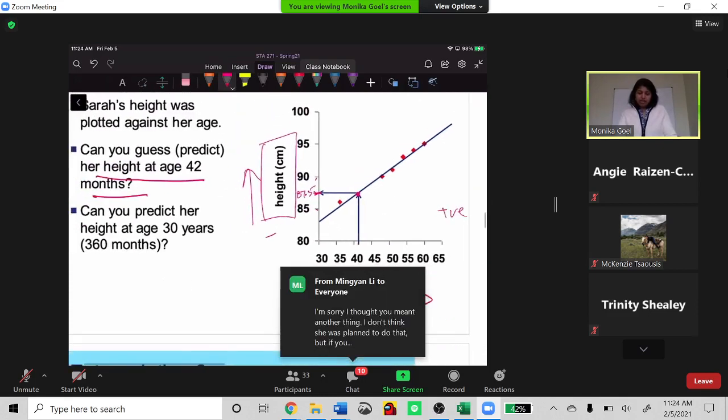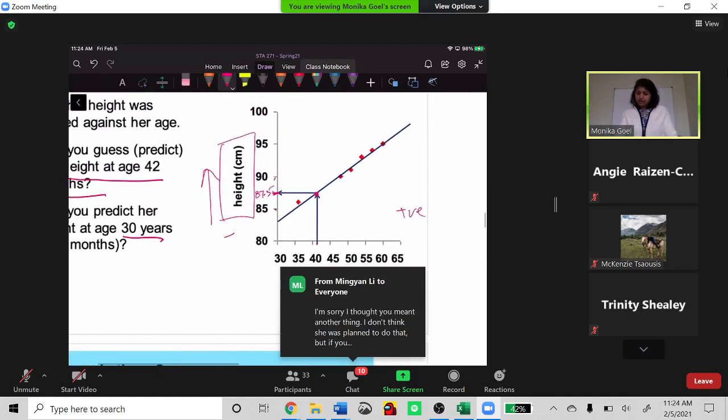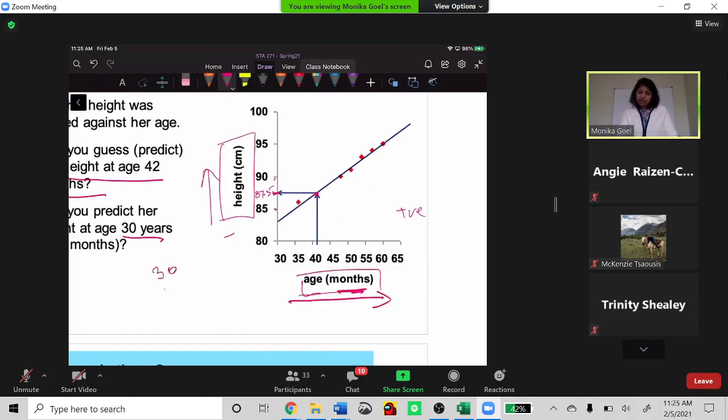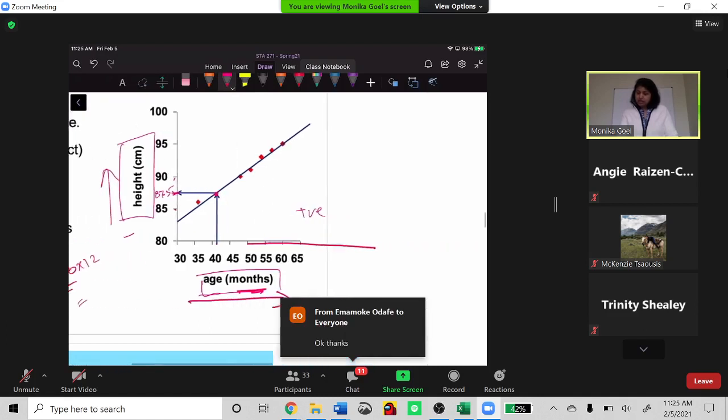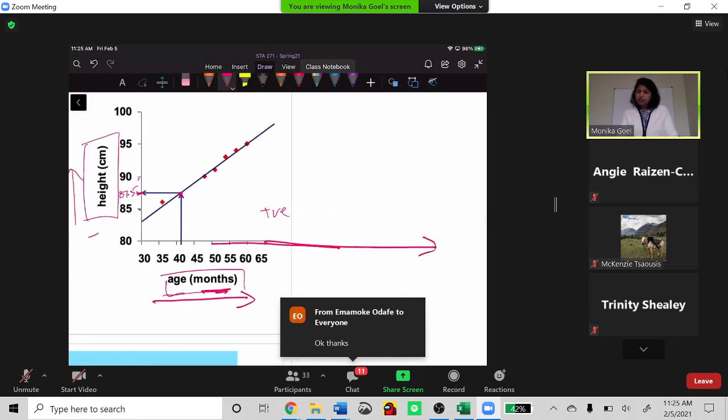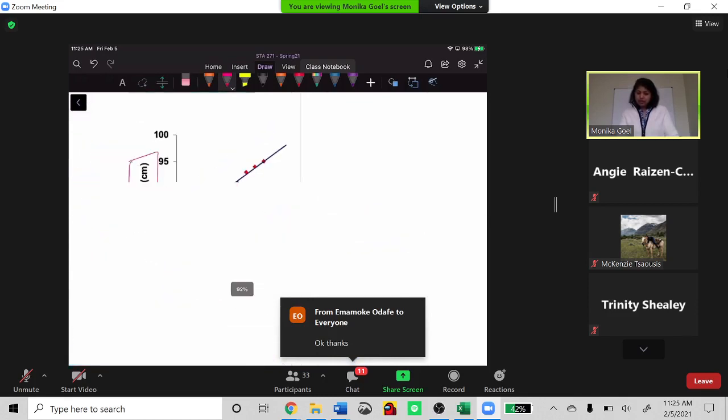Now the question is asking, can you predict her height at the age of 30 years? First of all, my age is in months. So if I'm doing it in years, I need to convert that into months, right? So multiply by 12 and you get that. So you need to extend this and then you can predict the value.